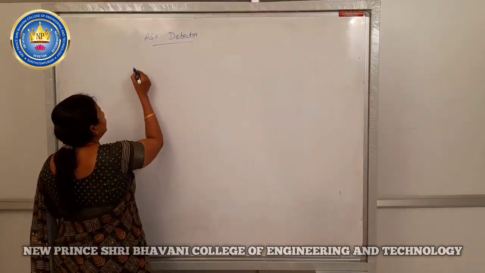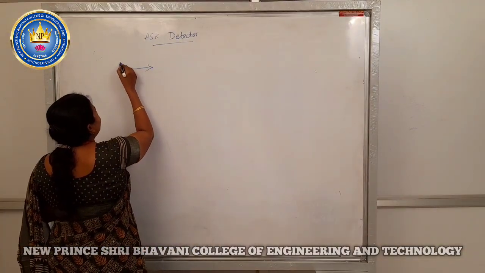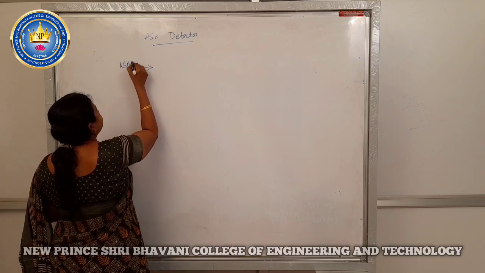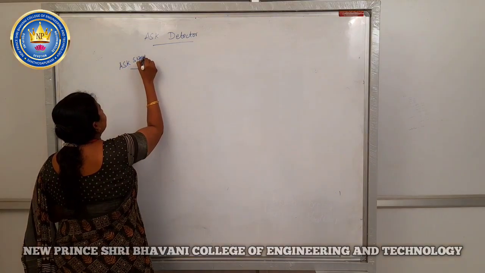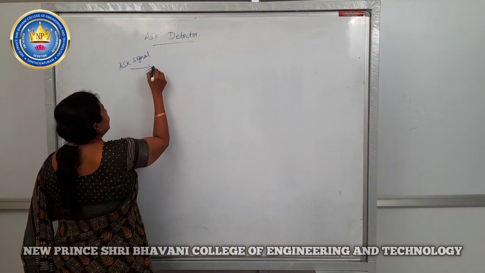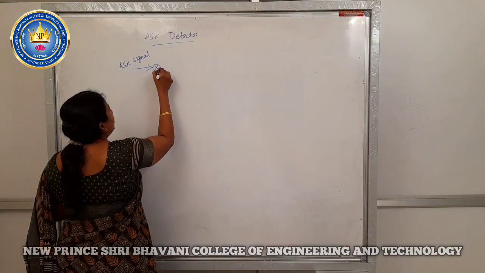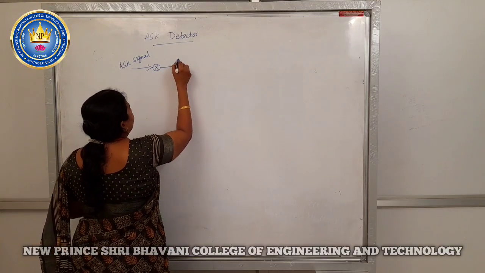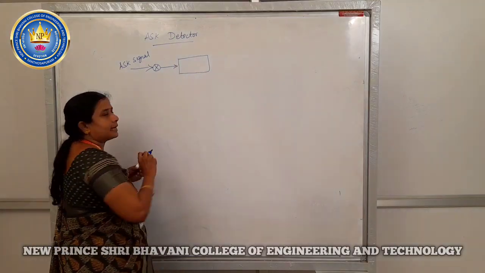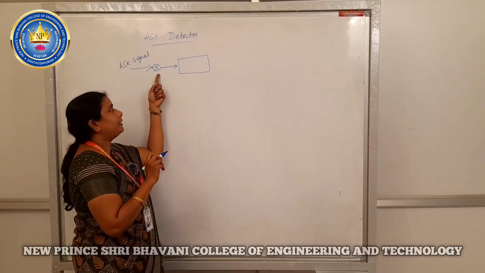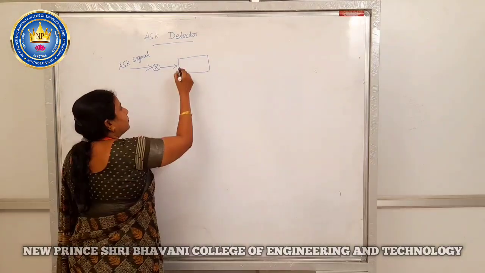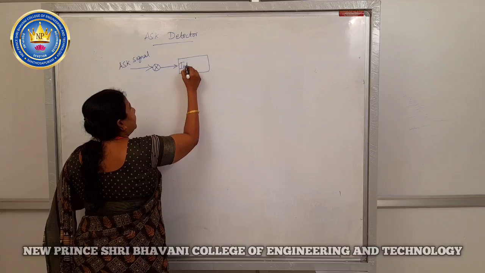Okay, first your input signal is the ASK signal, and this ASK signal is given to the correlator. The correlator consists of a modulator and an integrator.